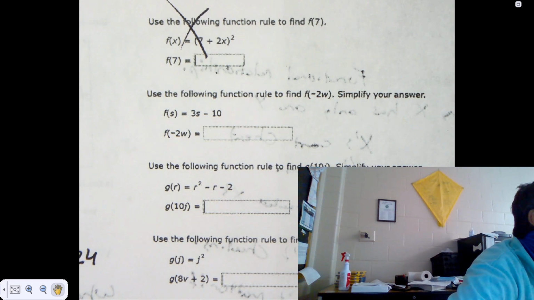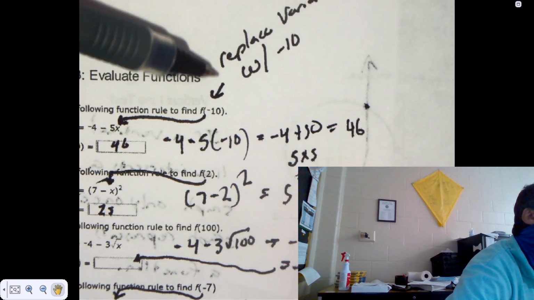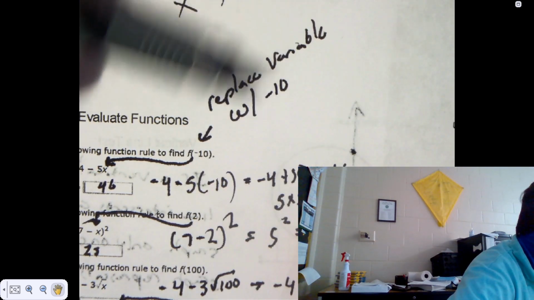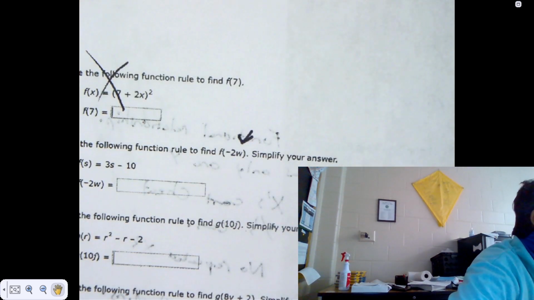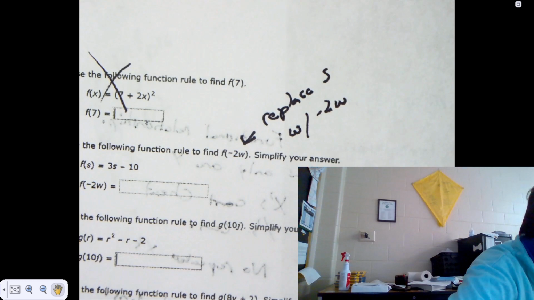Use the following function rule to find f of -2w. Simplify your answer. The first thing I wrote over here was replace the variable with the -10. That was the first thing in your notes, because we can. On this example, what are we going to replace s with? And that's all there is to it. Replace s with a -2w.